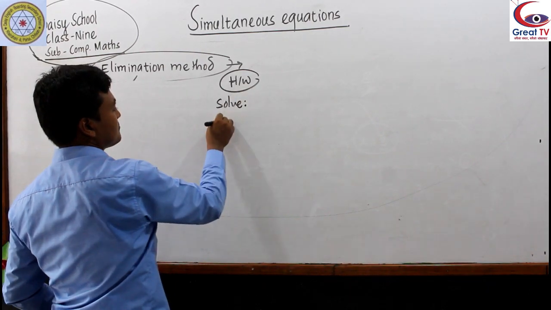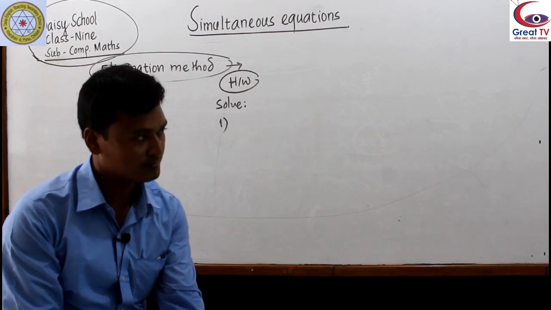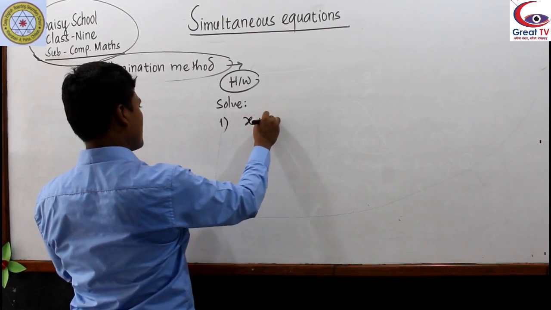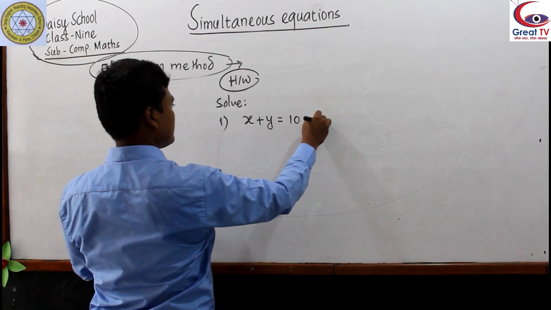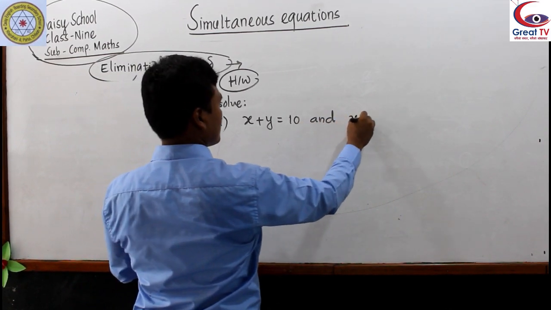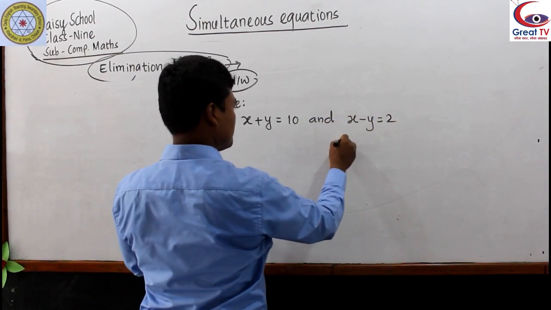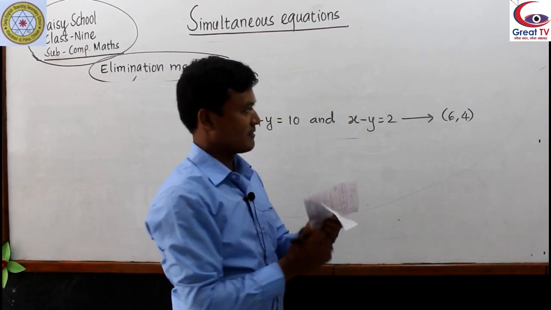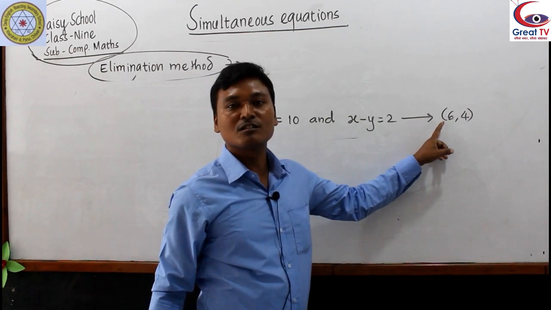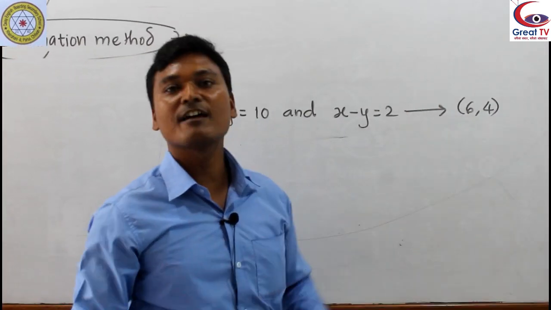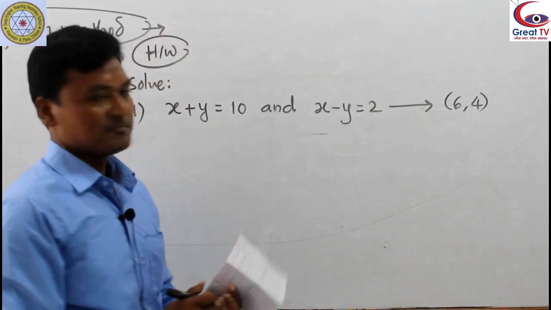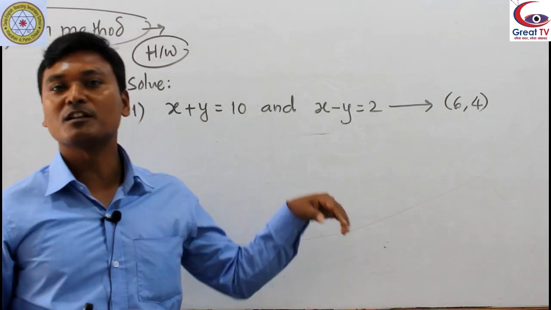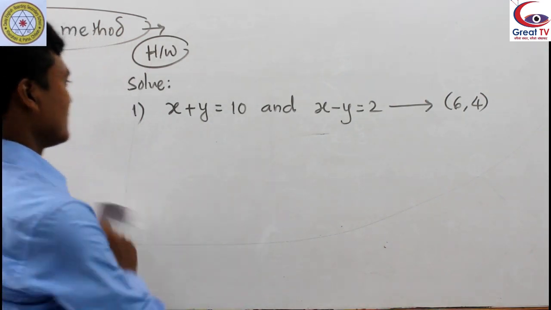Solve. X plus y is equals to 10 and x minus y is equals to 2. Now I have written answers also. After solving, do check the answers by yourself. If it is easier for you, I have written the answers, and you know the idea to check the answer as well.